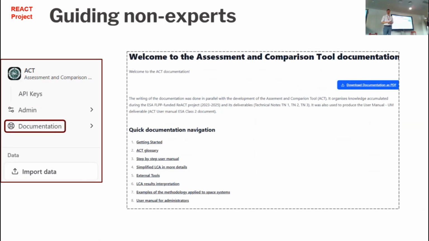Another thing is we have documentation directly integrated in the tool so that we can guide non-experts and also regular users step by step on how to create their configurations and how to run the different models, and also some information about simplified LCA, everything that we have been presenting today.